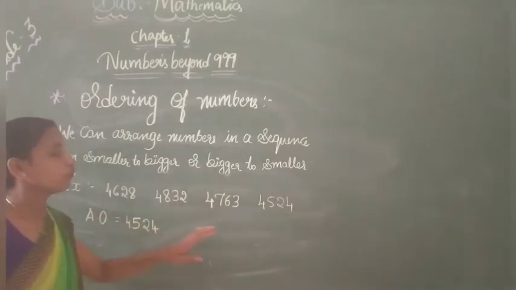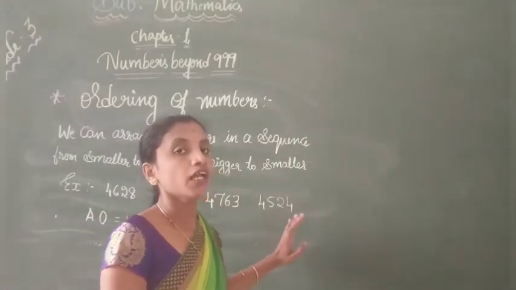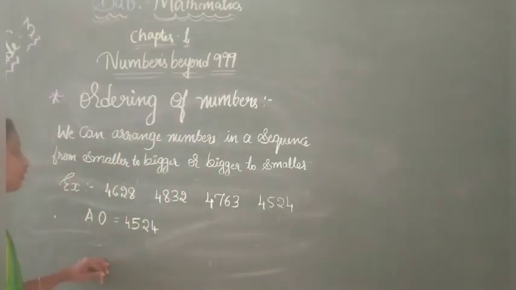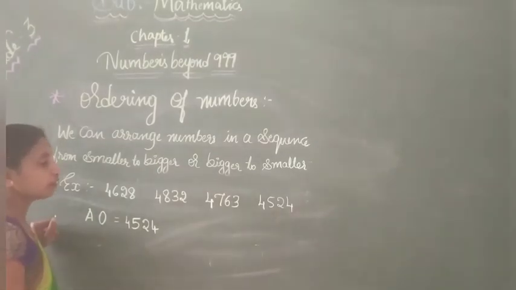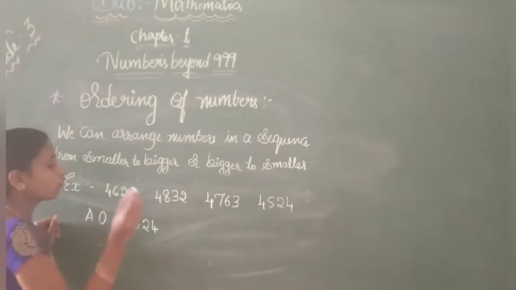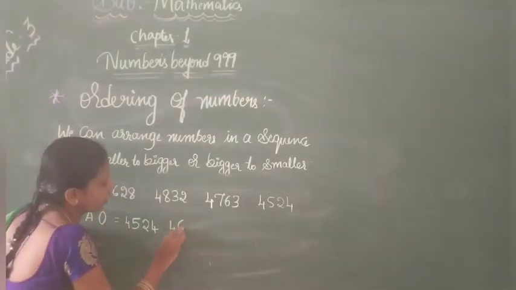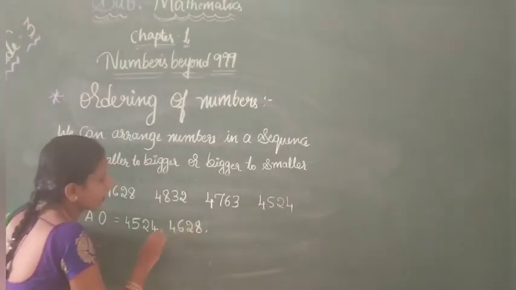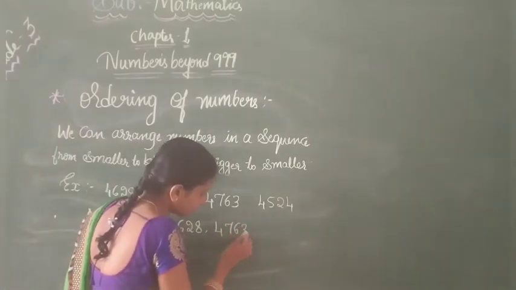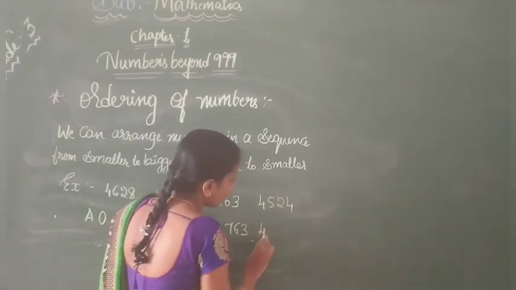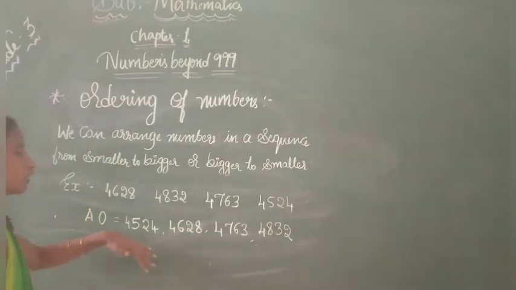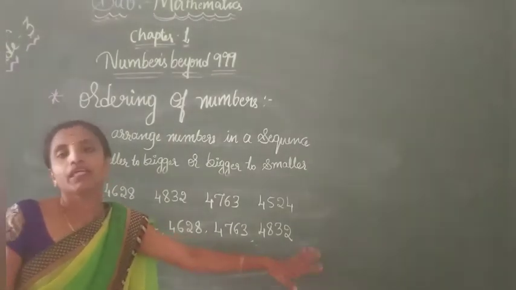4,524. Is it clear? Okay. Next, one step bigger number is 4,628. Next, 4,763. Next, 4,832. Clear? From a smaller number to a bigger number.